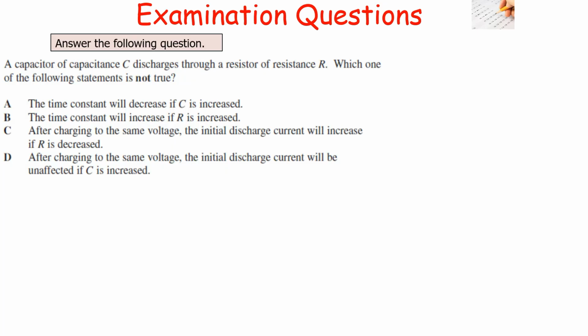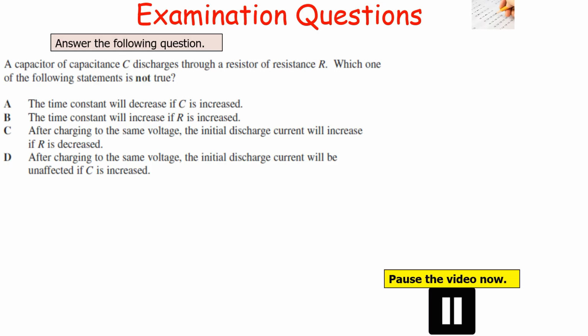The next question says, a capacitor of capacitance C discharges through a resistor of resistance R. Which of the following statements is not true? So pause the video now, then unpause the video when you want to go through your answer.